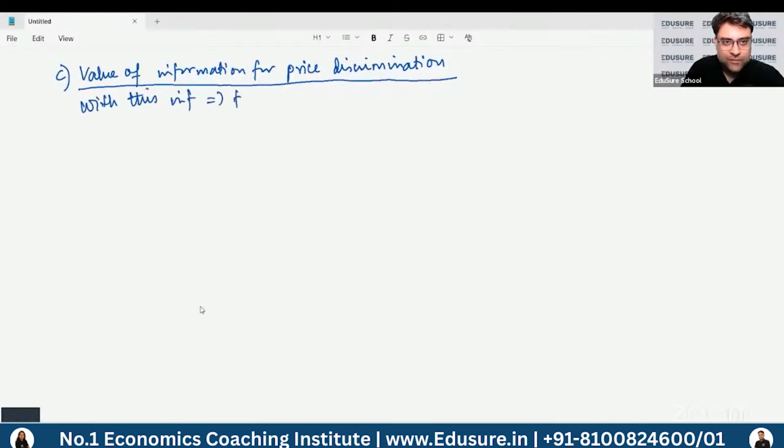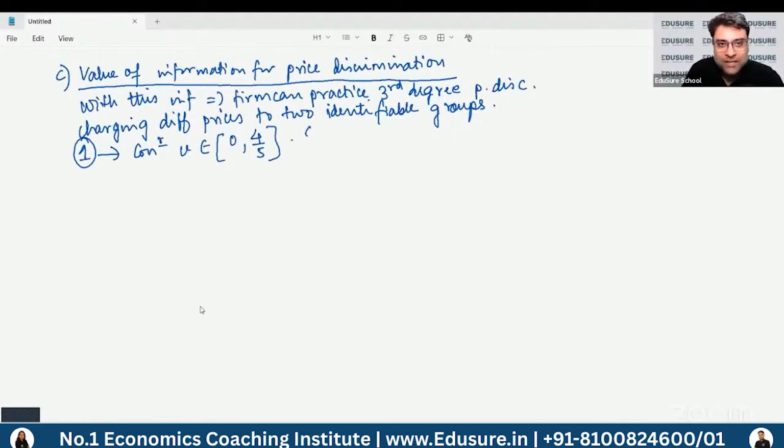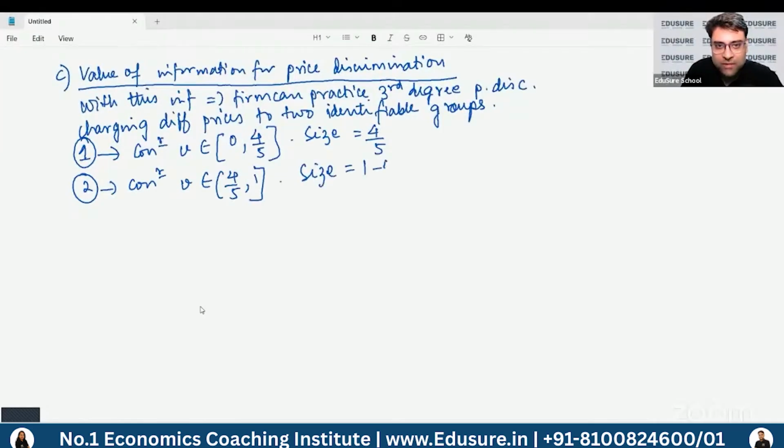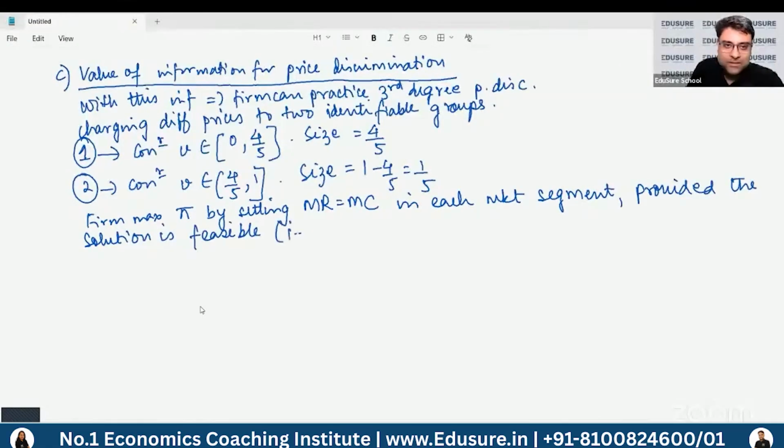The value of information in order to engage in price discrimination. With this information, the firm can practice third degree price discrimination, charging different prices to the two identifiable groups. Group 1 is consumers with valuation between 0 to 4 by 5. The mass size of this group is 4 by 5. Group 2 is consumers with valuation between 4 by 5 to 1. The mass size of this group is 1 minus 4 by 5, which is equal to 1 by 5.